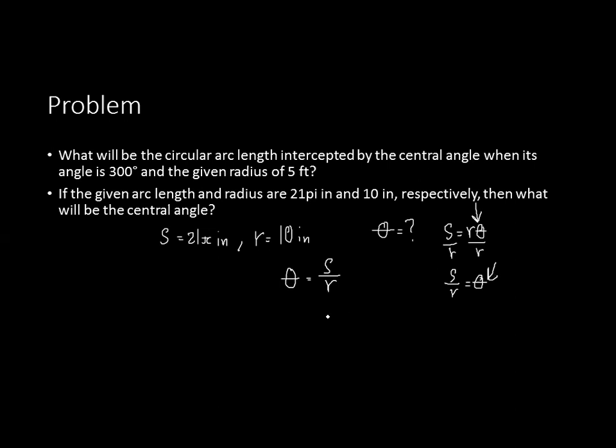Now what we can do is substitute. You have s, which is 2 pi inches, all over the radius of 10 inches.